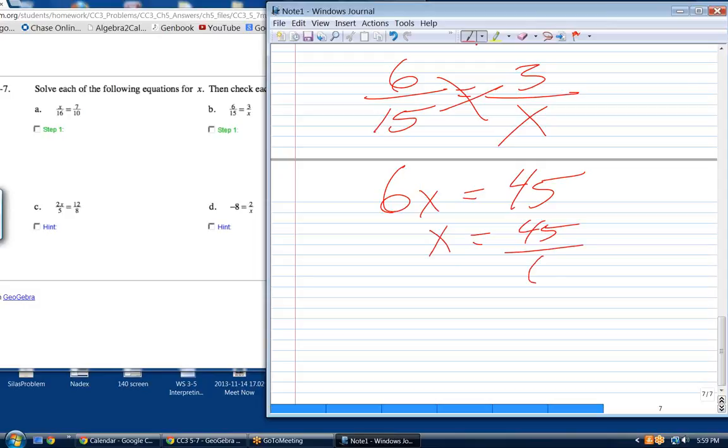45/6. 3 goes into both of these. 15 halves. There's your answer. Do you see how I converted 45 over 6 into 15 over 2? Yeah. I divided the top by 3 and the bottom by 3.